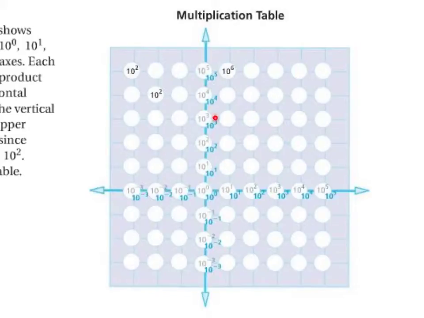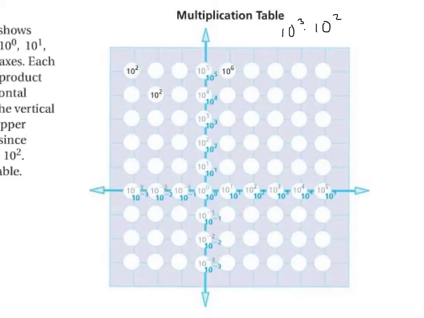And how about here? That's going to be 10 to the third times 10 to the second. So 10 to the third times 10 to the second is, we have 3 copies of 10 here and 2 copies here. So in total we have 5 copies of that. So this should be 10 to the 5th power.